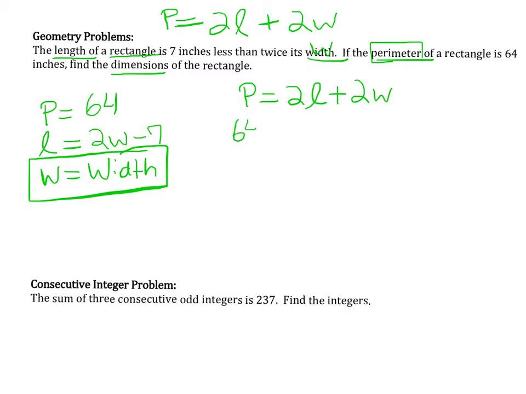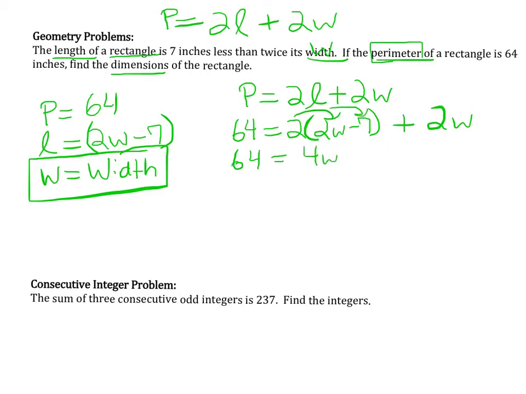So I get 64 equals 2. Now, this is my L right here. Instead of using L, I'm going to write 2W minus 7 plus this 2W that's sitting out here. And now I have an equation that I can solve for W, right? I'm going to distribute my 2. That'll give me 4W minus 14 plus 2W, right? I can combine my 4W with my 2W. That'll give me 6W minus 14, right?